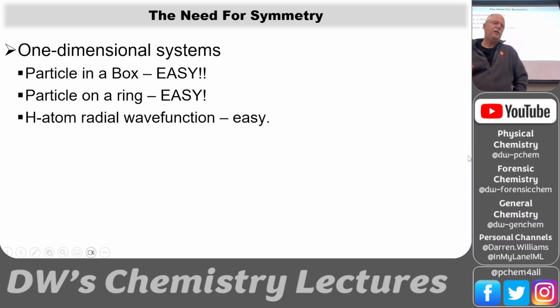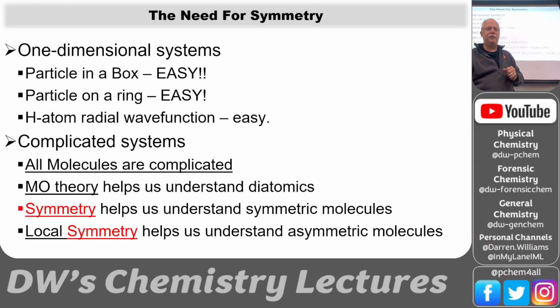So for one-dimensional systems, it's really easy. We've got one function, you can plot it, you can see it. Particle in a ring is pretty easy too. That's just a particle spinning around an axis. These are capital, all caps easy. The H-atom radial wave function, so the distance of the electron from the nucleus. Again, that's a one-dimensional system. It's lowercase easy. Okay, we could do that one pretty easily.